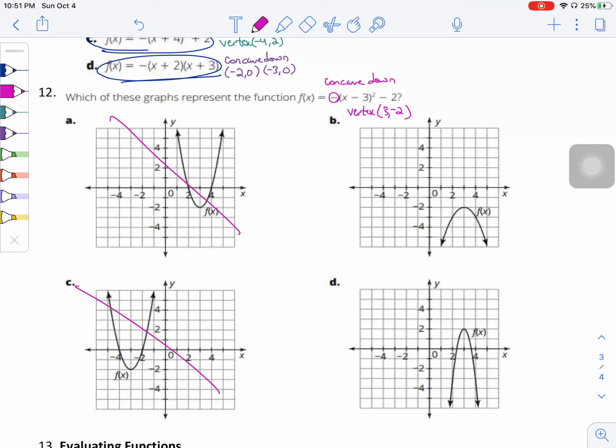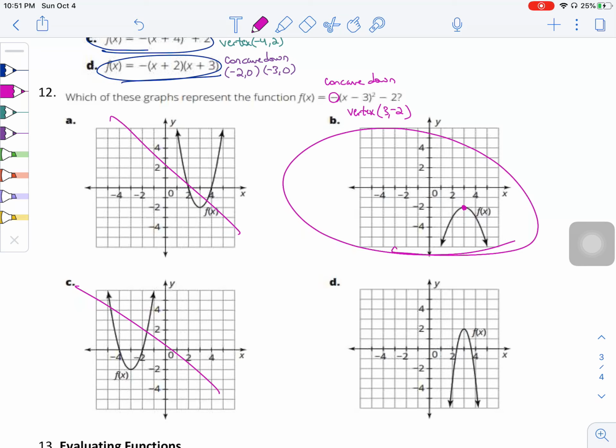Part B, let's see what we've got. We have a vertex of 3, -2. So this point right here is 100% the vertex. That's my answer. I want to take a quick look at part D just to make sure it's also not an answer. Let's see. I could go to 3, but then this is +2 for the vertex. That doesn't match what we had. So only part B is a possible answer.